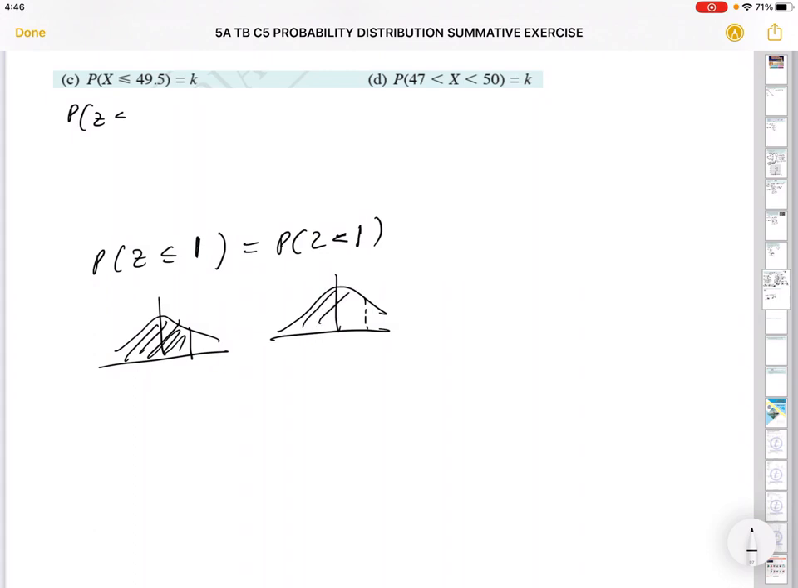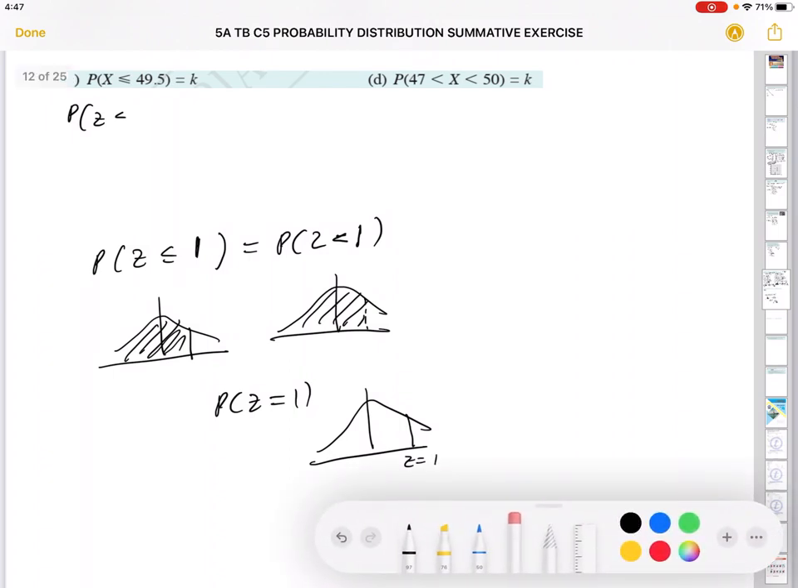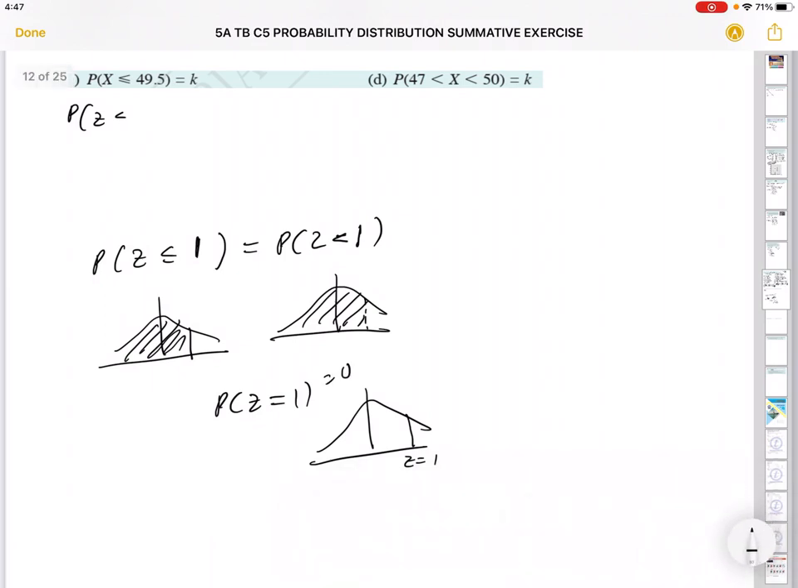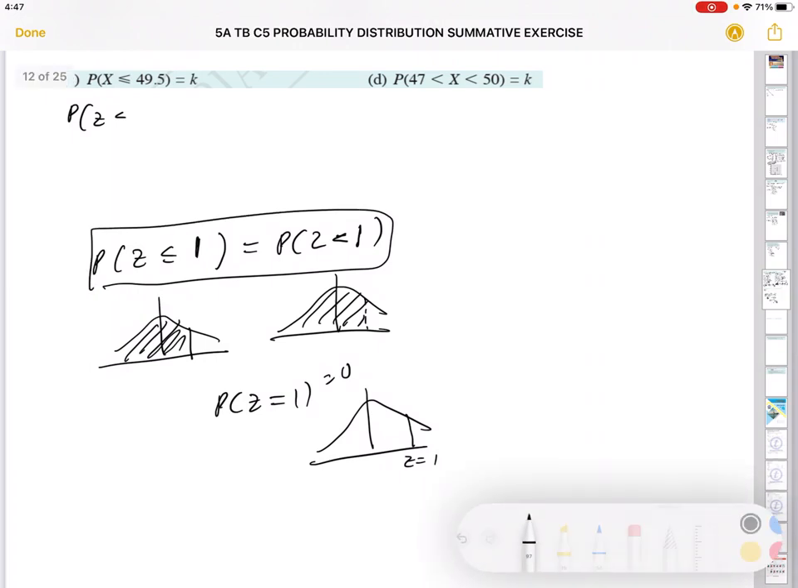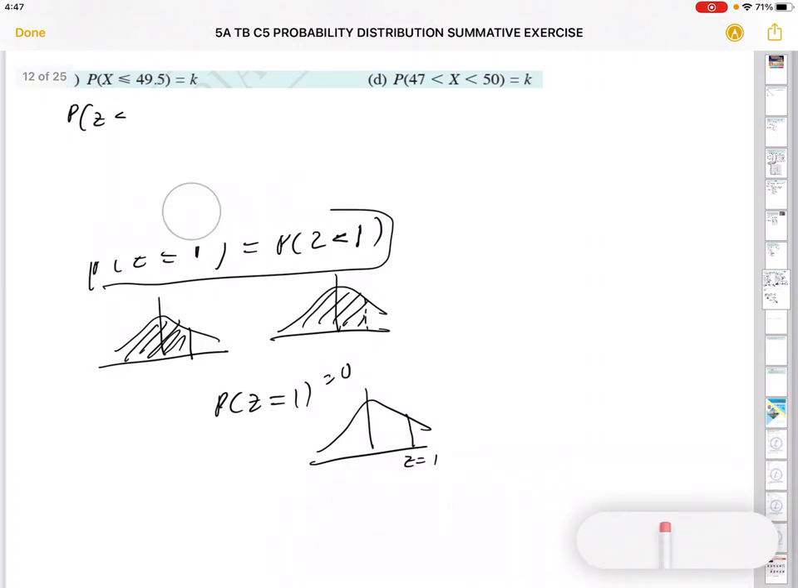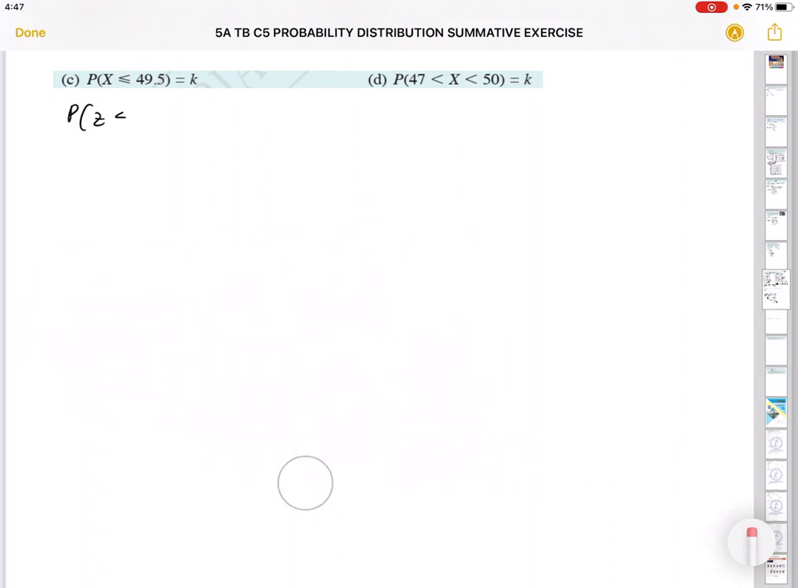But the problem is, if I ask you to find probability z equals 1, it is actually one thin line, area under the graph for one thin line. What's your area for one thin line? 0. So in normal distribution, the probability of z equals 1 is 0. So there is no difference between less equals and less than. Understand that? But for binomial it is different. Binomial definitely different.